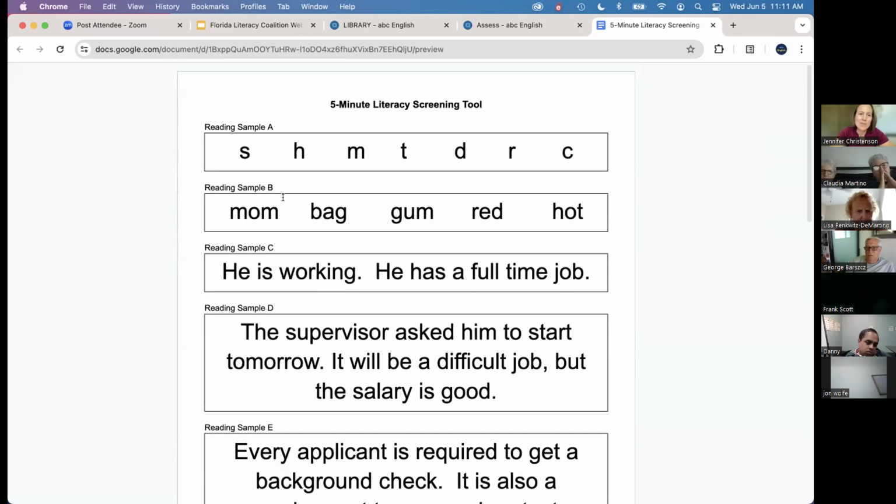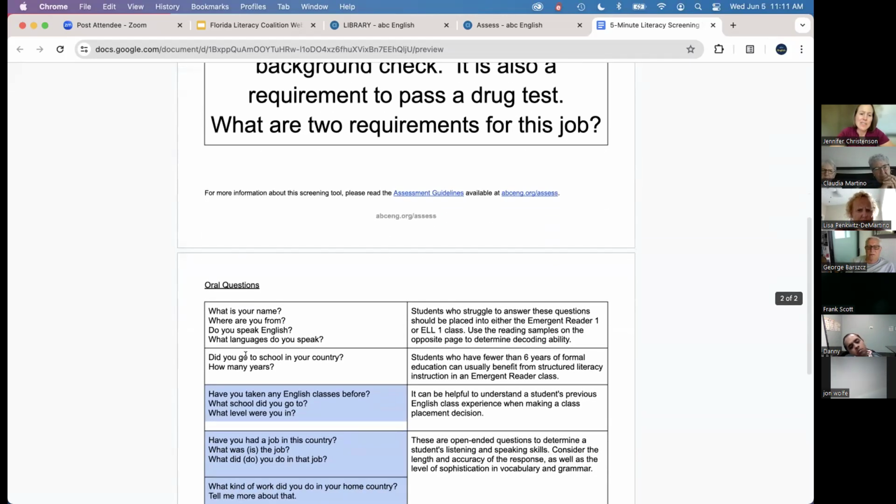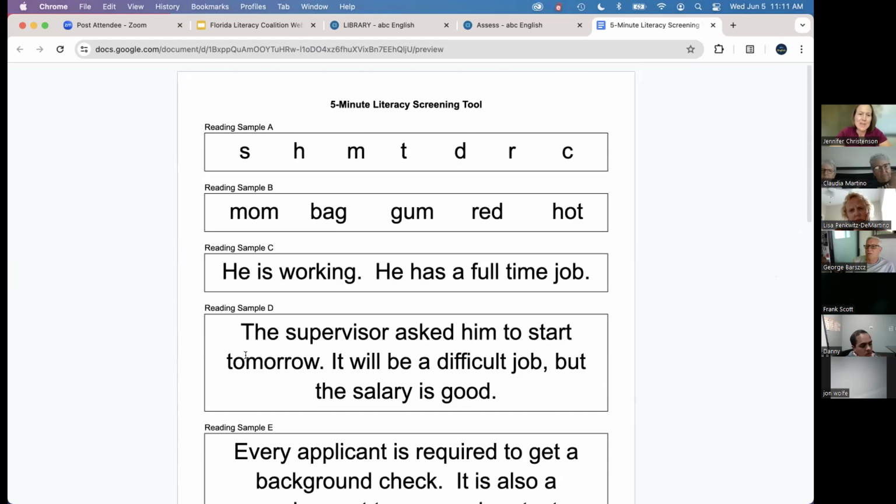And then on the other side, we have several reading samples to help you screen for a student's literacy ability. Together with the answer to this question, did you go to school in your country? If the student answers that they went to school fewer than 6 years in their country, that should be a light bulb in your brain to keep in mind that they may have literacy needs. They probably will have literacy needs. Okay, so on this side, there's some reading samples.